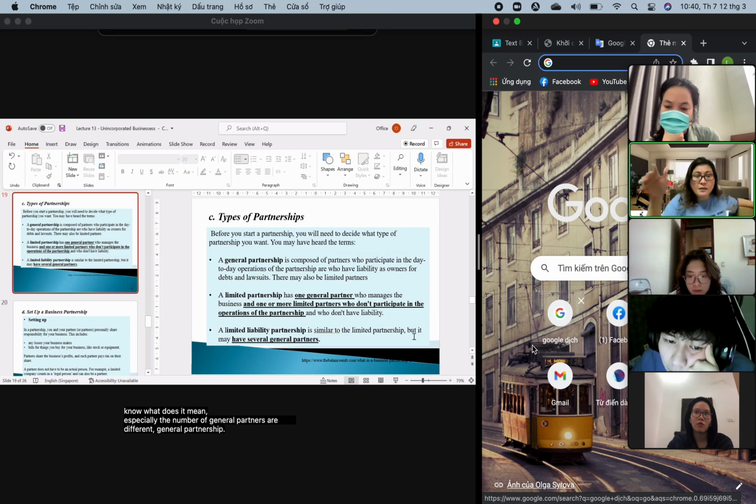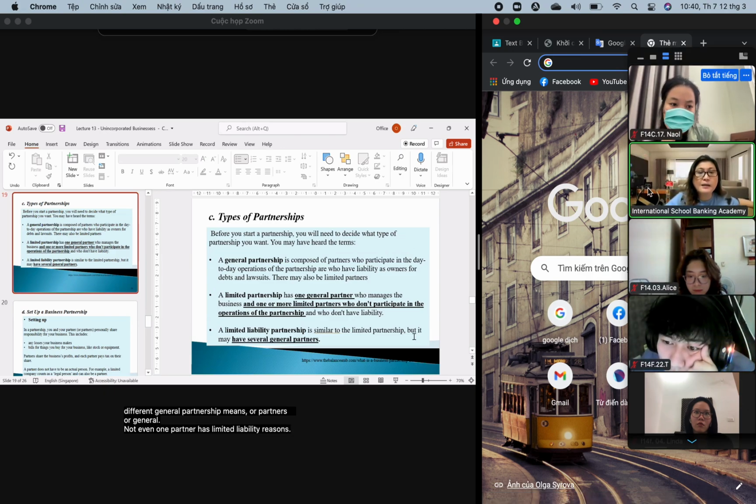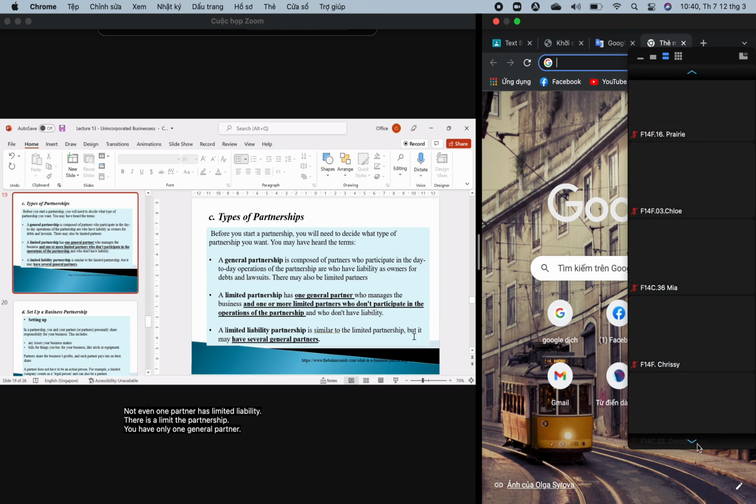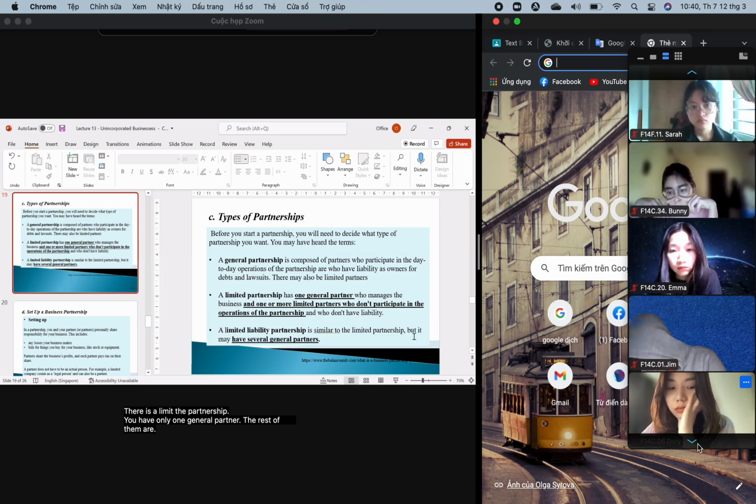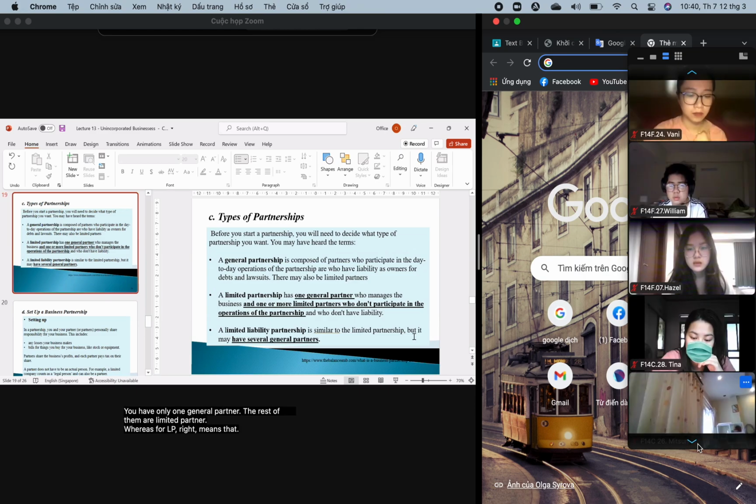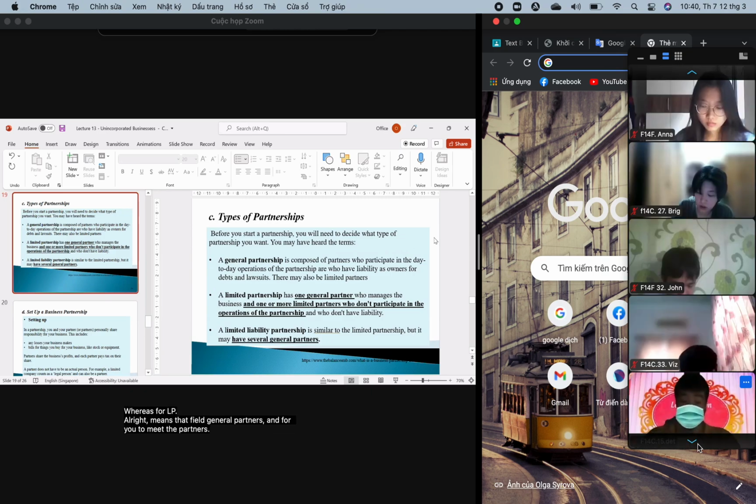General partnership means all partners are general. Not even one partner has limited liability. When we say limited partnership, you have only one general partner. The rest of them are limited partners. Whereas for LLP, it means few general partners and few limited partners. So please know about them.